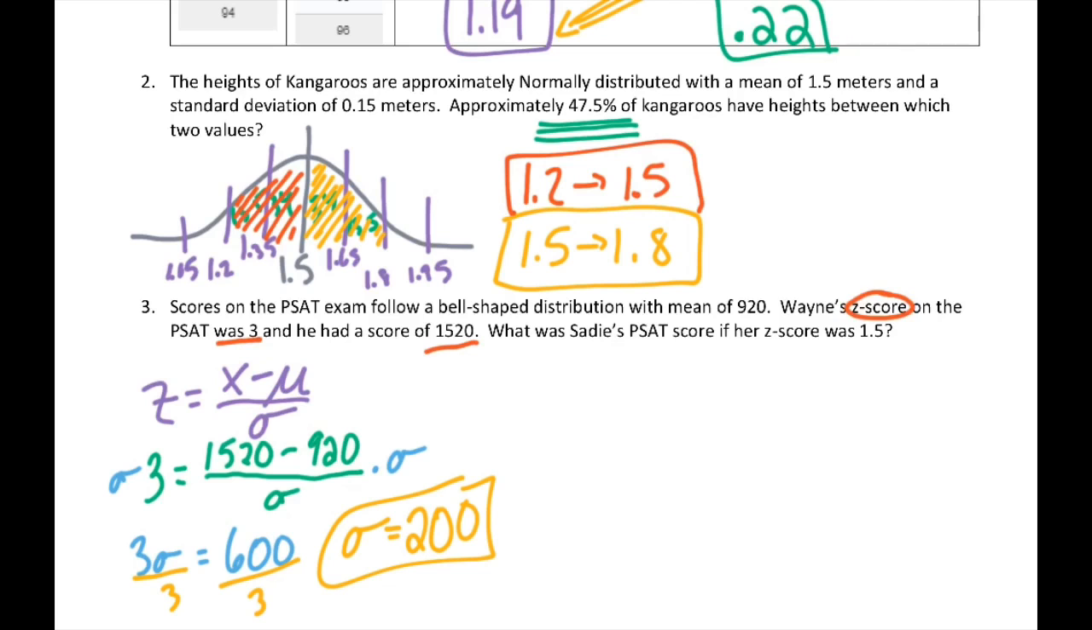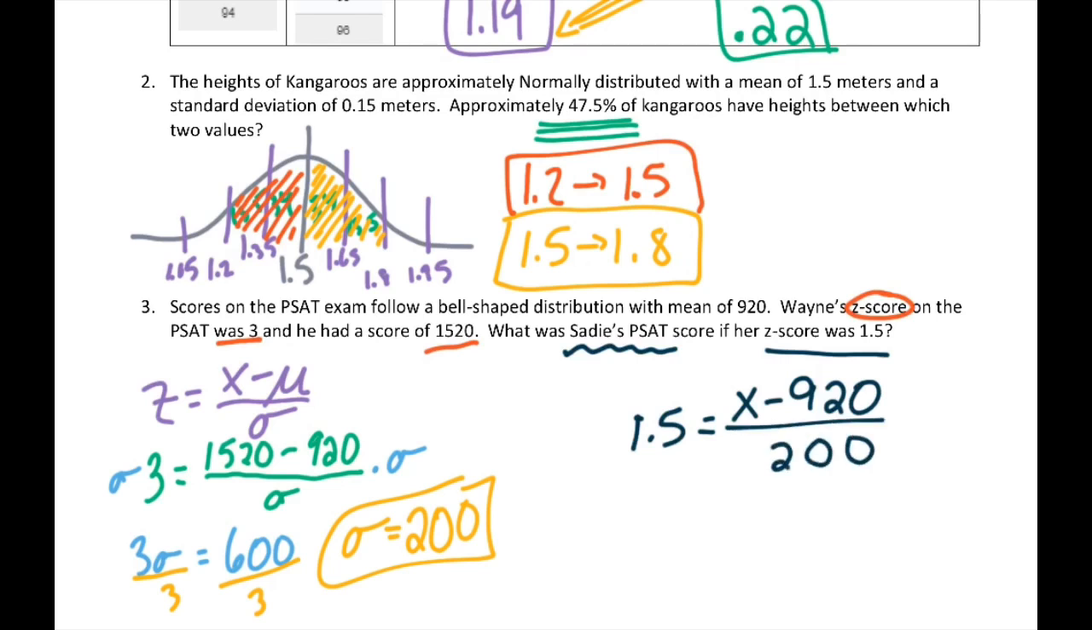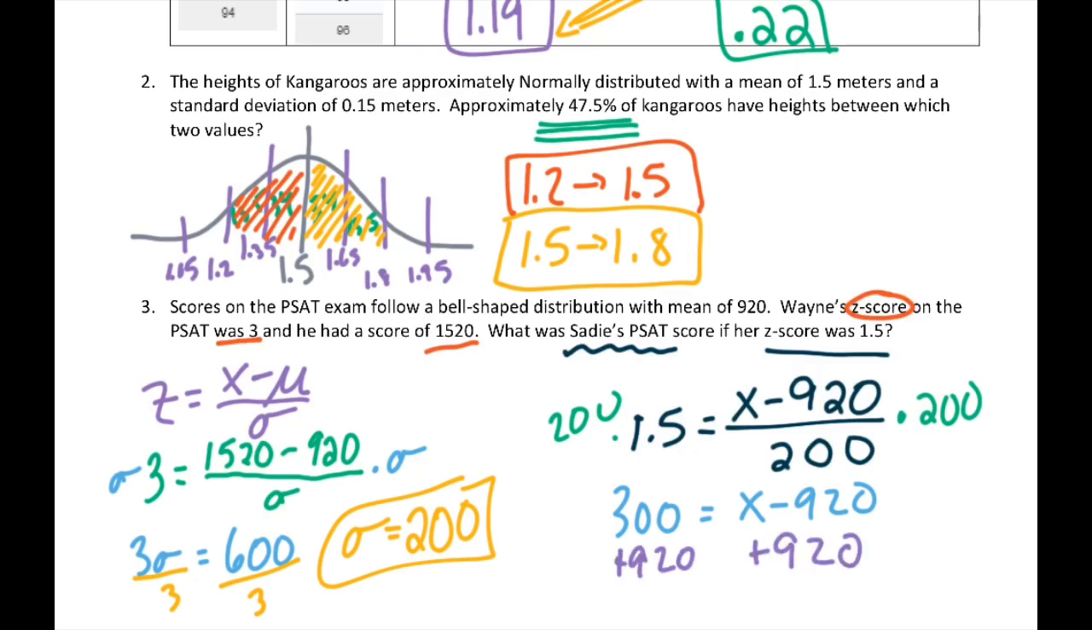What we actually want to figure out is what was Sadie's score if we know her z-score. So now we can go back to our z-score formula, say that her z-score was 1.5, the mean was still 920, but we don't know what x is. So I have x minus 920 over the standard deviation that we just found. Now I'm going to solve for x. So we multiply by 200. We'll get 300 equals x minus 920. Add that 920 to both sides. And we get 1220 was Sadie's PSAT score.